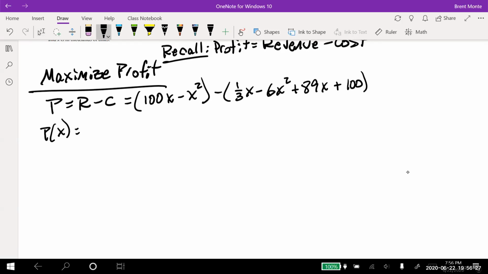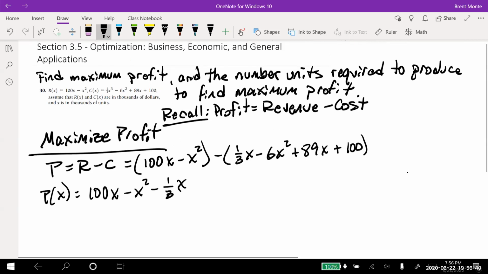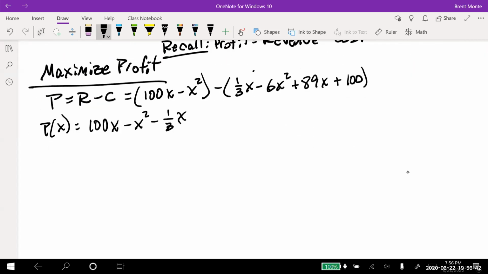I need to distribute that negative through to everything. So if I write it out as one big piece, it's 100X minus X squared, but then minus 1/3 X cubed, isn't it? 1/3 X cubed minus, well, I'm distributing, so plus 6X squared minus 89X minus 100.